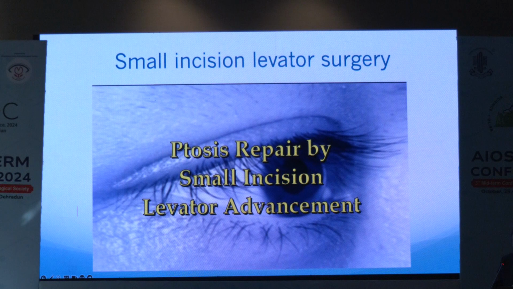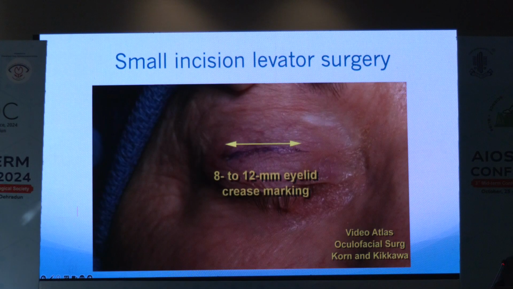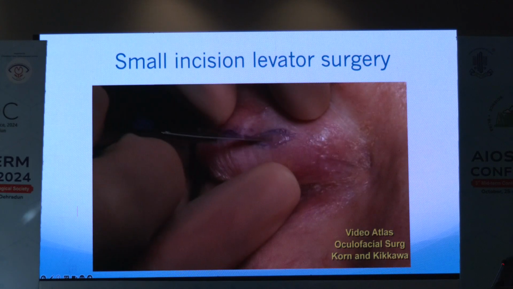So this is a video showing the small incision ptosis repair. This is about an 8 to 10, 12 millimeter central incision. Skin incision is made.